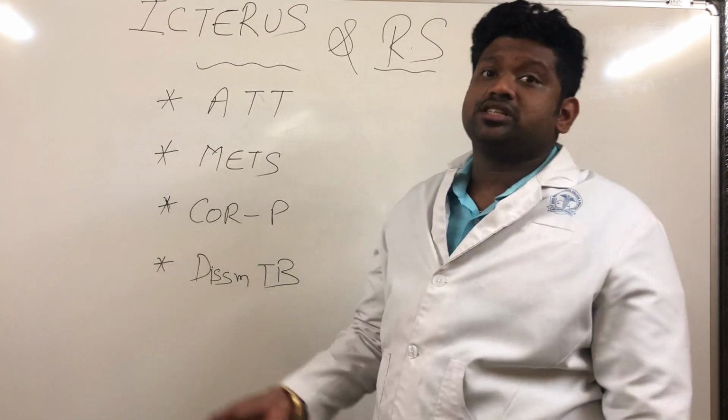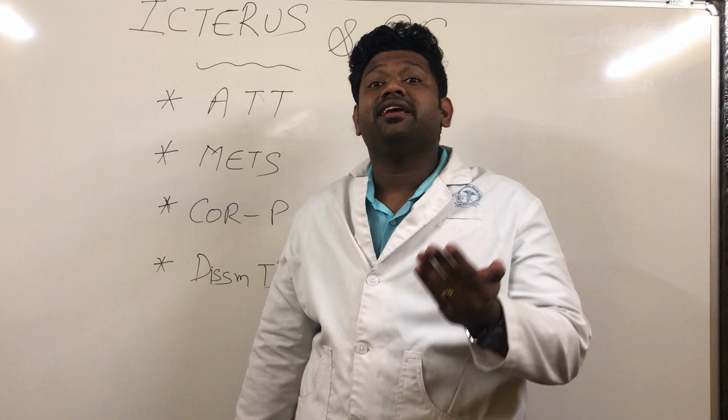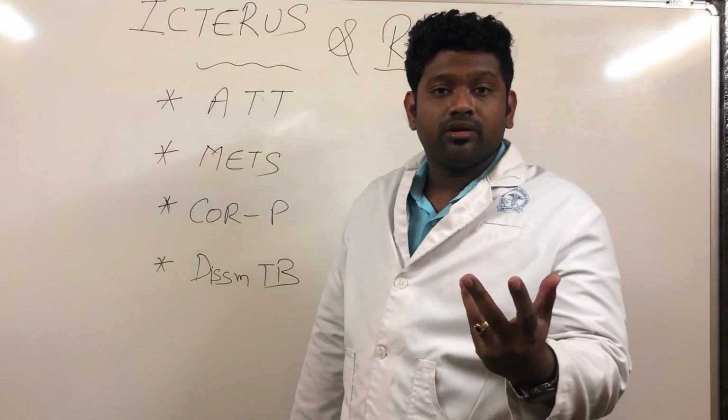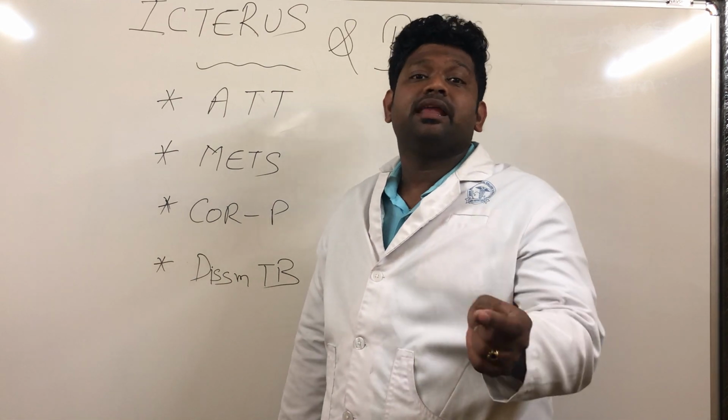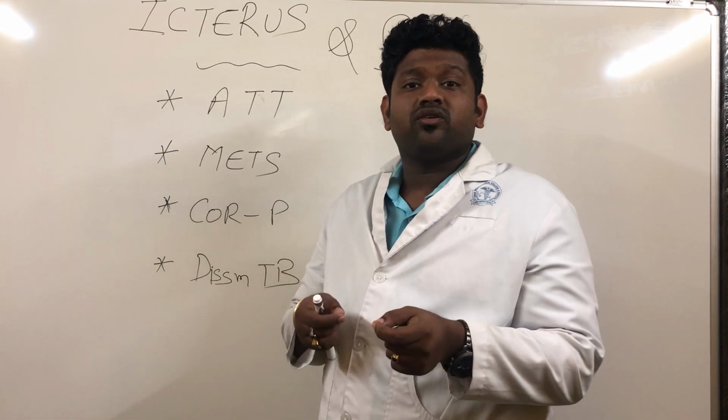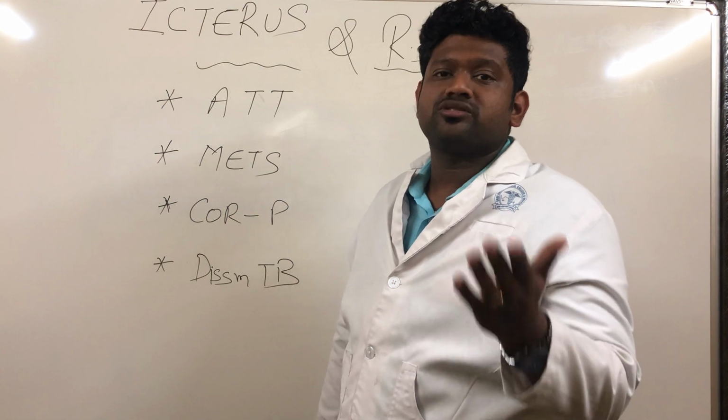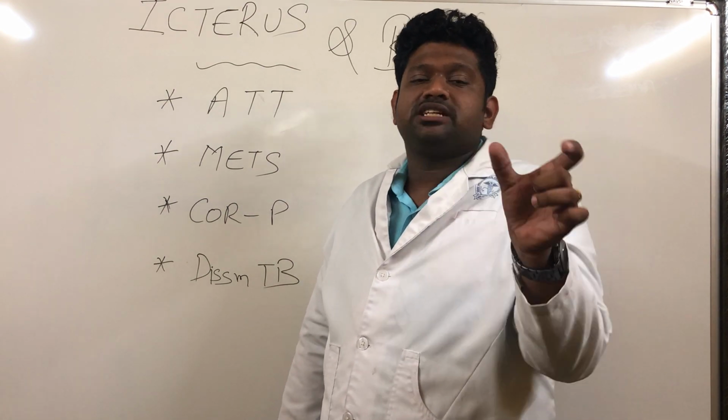So icterus and jaundice, what is the difference? Icterus is a clinical sign. If you see a patient yellow, he is icteric, but it doesn't require that he is jaundiced. Jaundice is a laboratory diagnosis where you take the blood of the patient and it shows increased bilirubin, it is called jaundice. Hope you understand the difference between both.